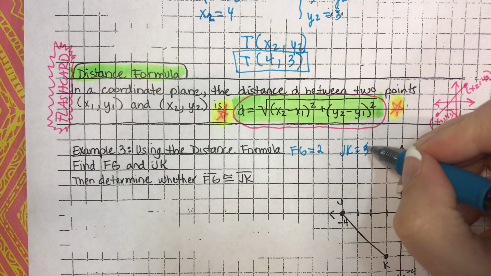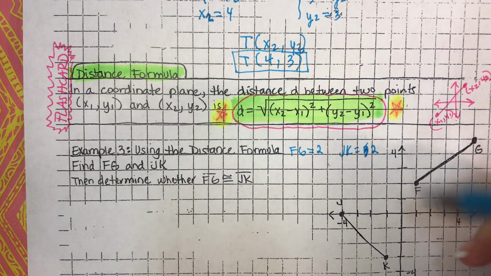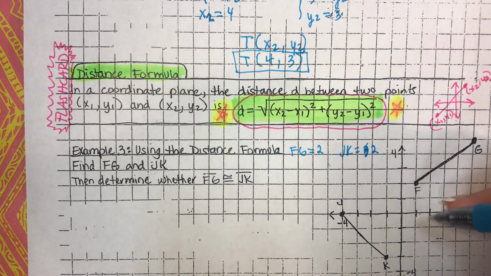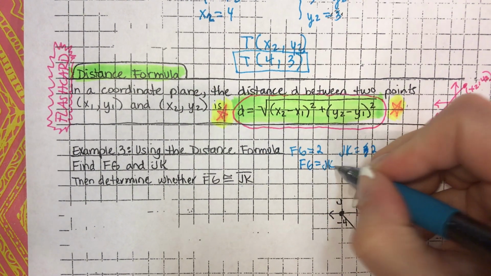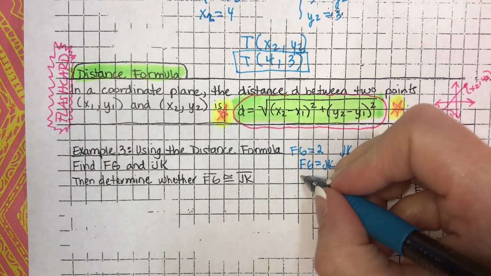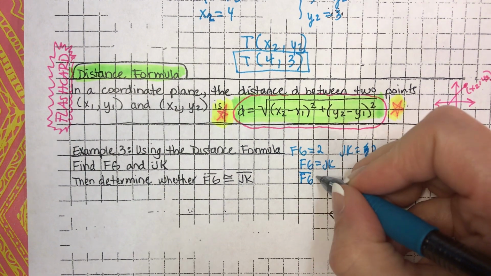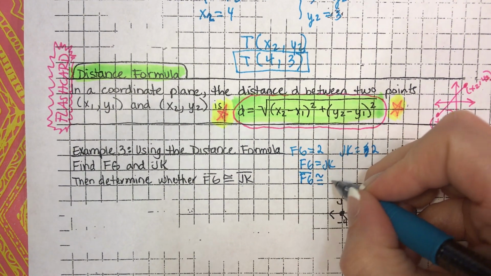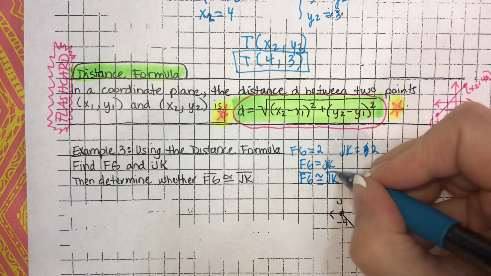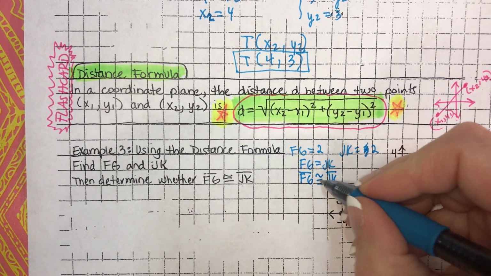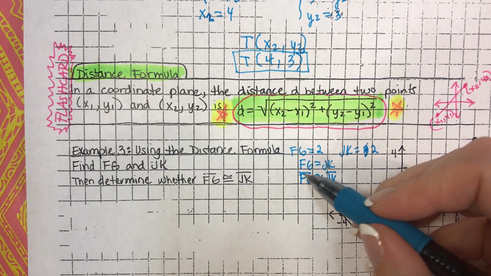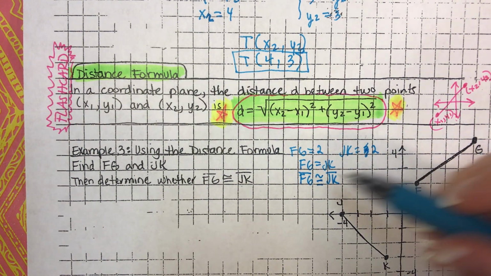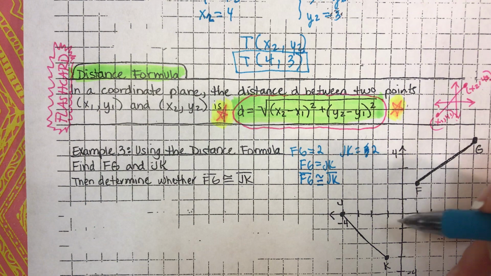But if that wasn't 3 and it was actually equal to 2, then we could say these two things are the same. We could say FG is equal to JK. Therefore, they are congruent, and that's when we put in the line segment symbol on top and use the congruent symbol. So whenever you're using the congruent symbol, you use the symbolic form of a line segment.